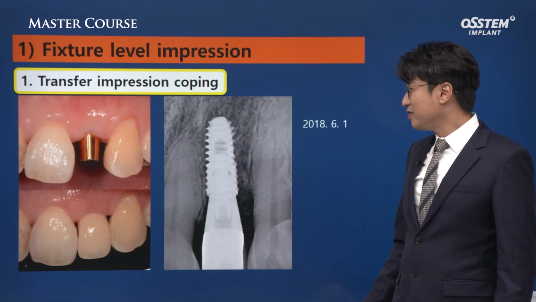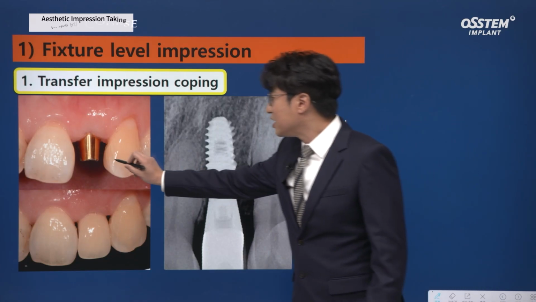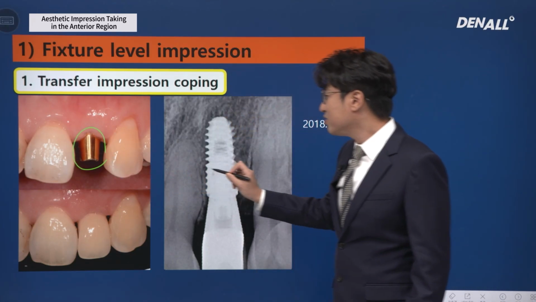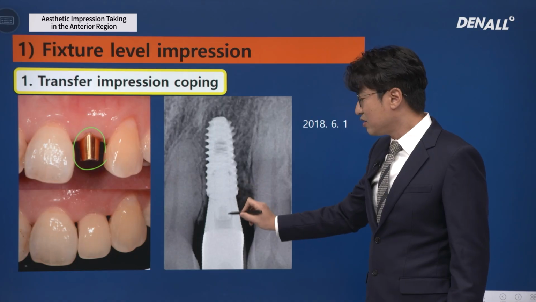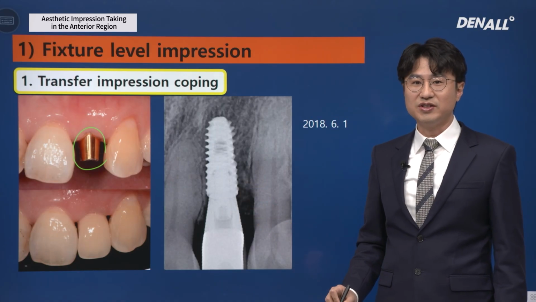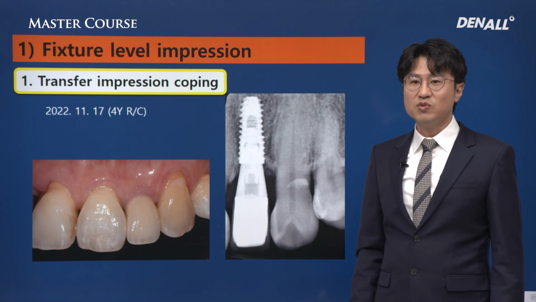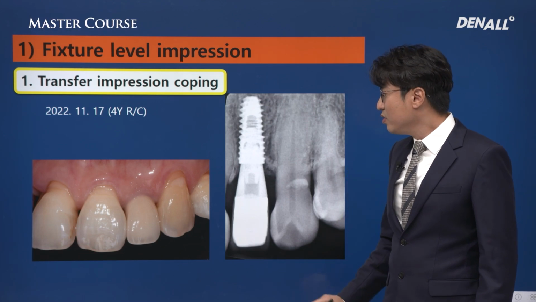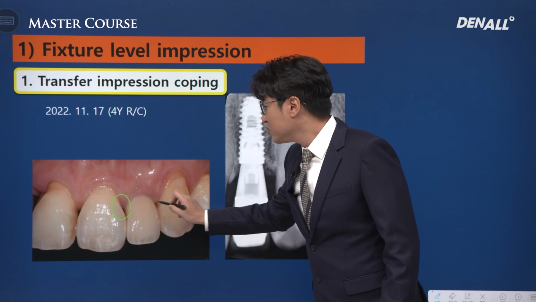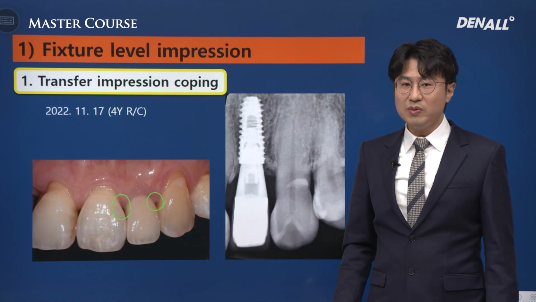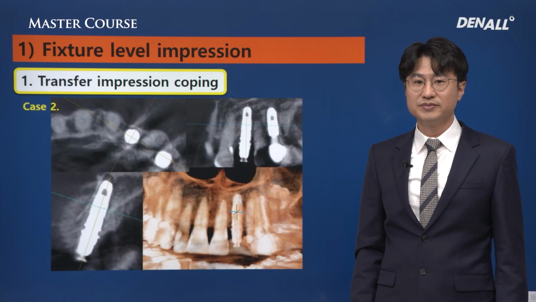The final prosthesis is completed. One abutment is tried in. Actually, everything is connected extraorally to complete the prosthesis. After 4 years, both soft and hard tissues are stable. The interdental papilla over time has recovered quite a lot.